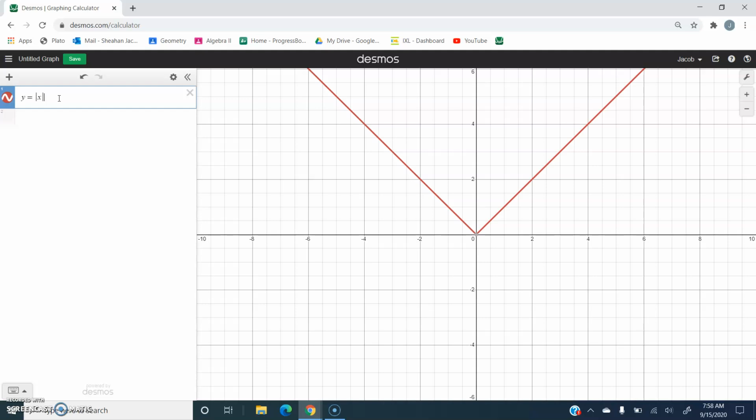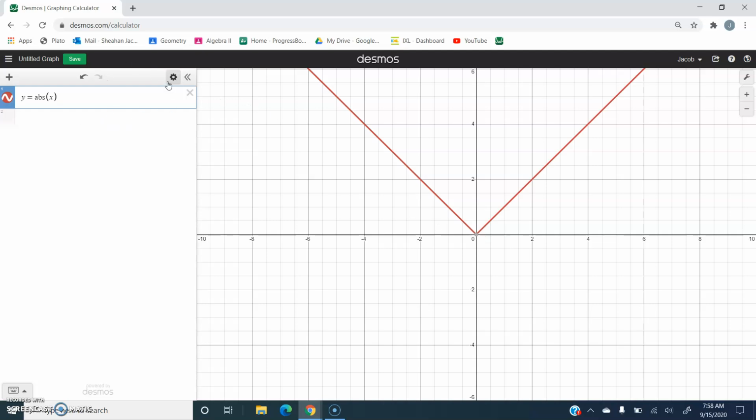If you cannot find that button, or if for some reason your computer doesn't have it, you can type ABS and then in parentheses put X, and it'll do the same thing. It'll give you the absolute value of X. Okay, now let's look at this graph. You can see it's V-shaped, and it has one point where it turns around. We call that point the vertex. Okay, here it's located at 0, 0.